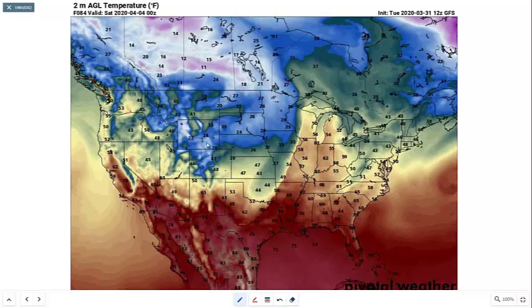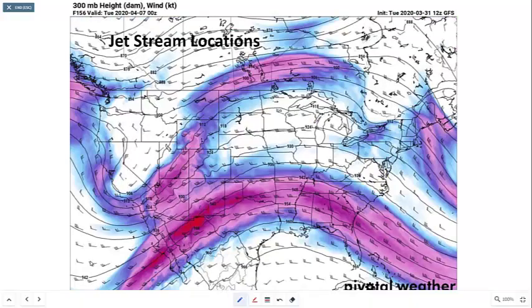Okay, so those two charts were at 7 p.m. on April 3rd. This chart, we're out a little bit further in time. This one is going to be for April 6th at 7 p.m. So the jet stream flow pattern has shifted a little bit. Now we have the polar jet working through here, and we have the subtropical jet working in this area.